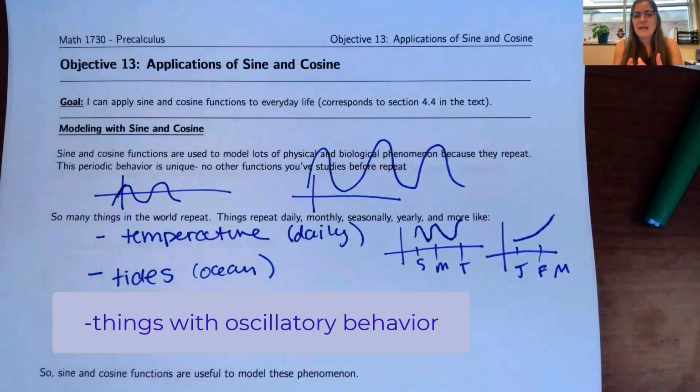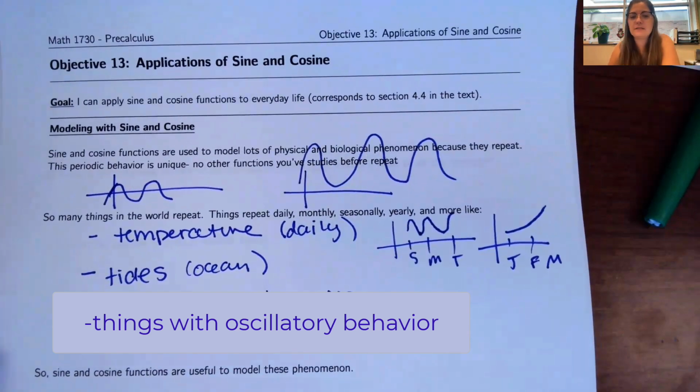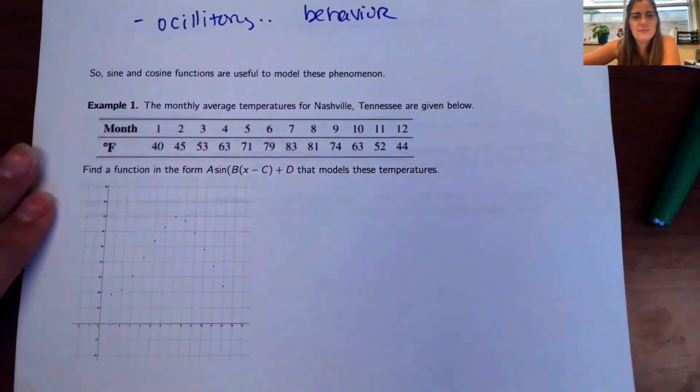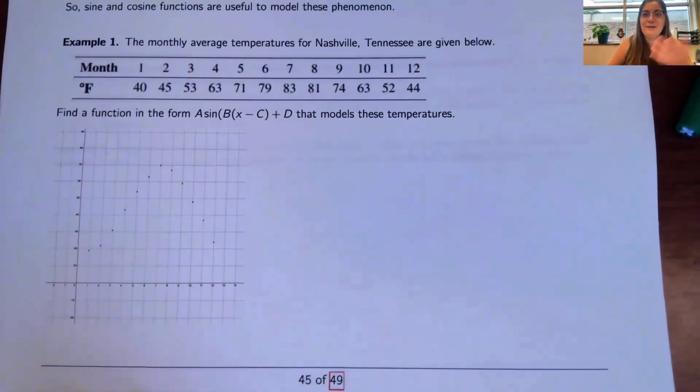Anything with oscillatory behavior, anything that oscillates, like a spring, or sometimes a bouncy chair might bounce up and down and up and down. That's oscillatory behavior. So there are a lot of physics applications where maybe we put a weight on a spring and it goes up and down and up and down, and that's going to be modeled with a sine and a cosine. So all sorts of things repeat like that, and it's really great to be able to use sine and cosine to model these phenomena. So the first example I want to talk about is trying to come up with a model for the average monthly temperature in Nashville, Tennessee.